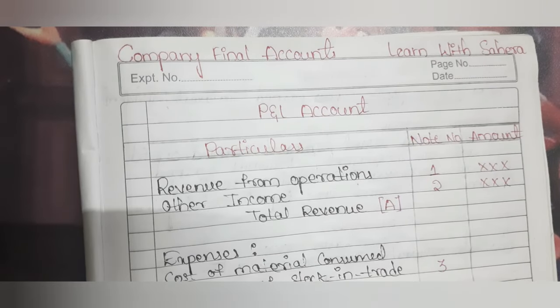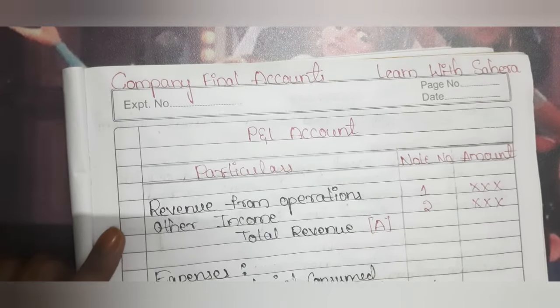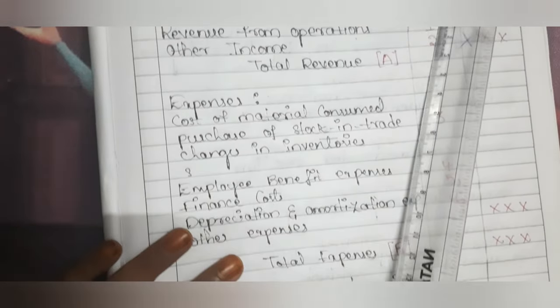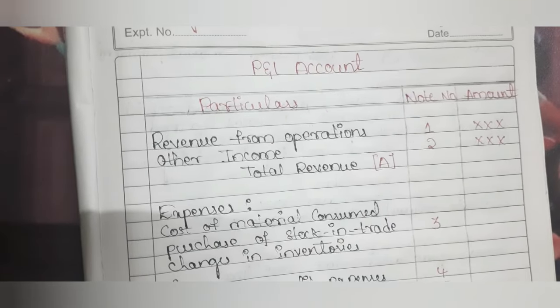Okay, so keeping this aside, let us get started with our video. Students, in company final accounts, you need to make the P&L account and the balance sheet. It is really very important to remember and understand the proforma of the P&L account as well as the balance sheet.